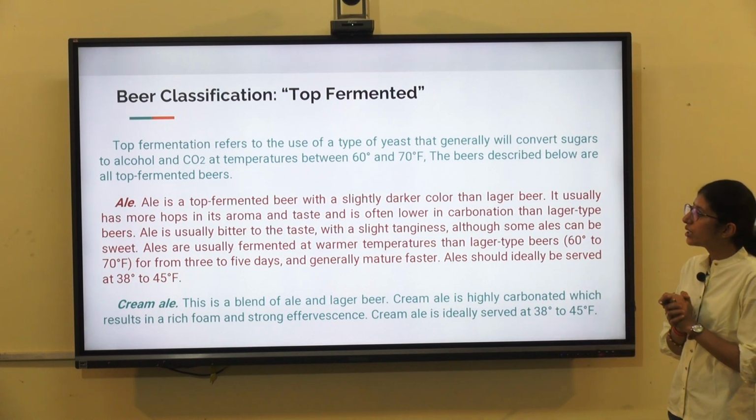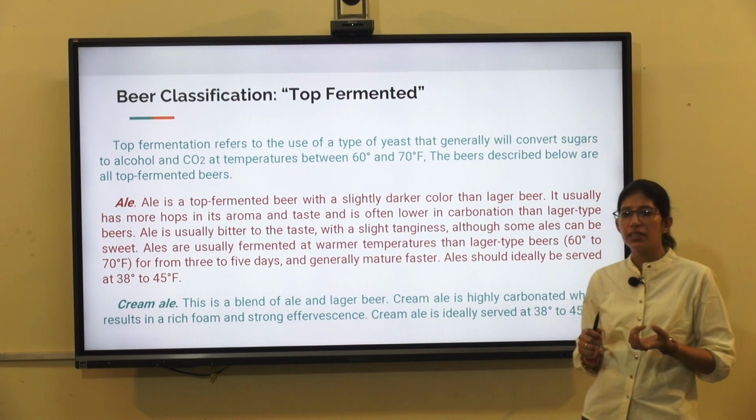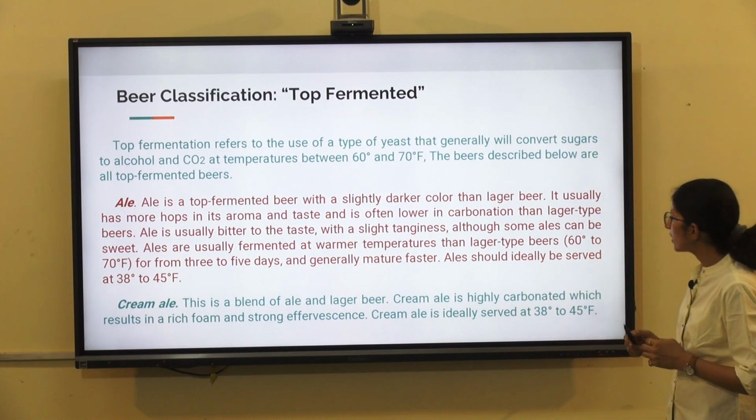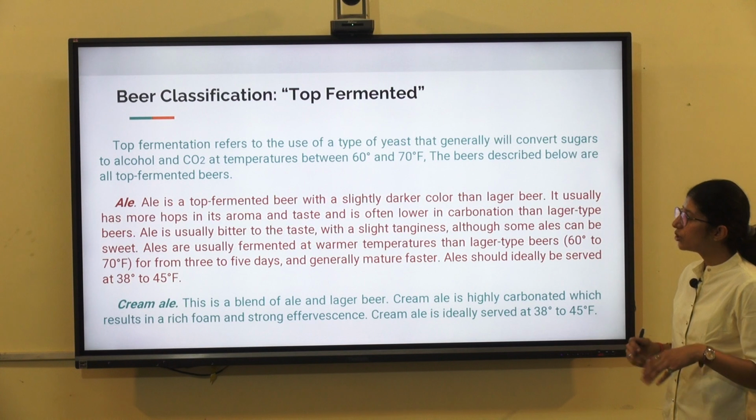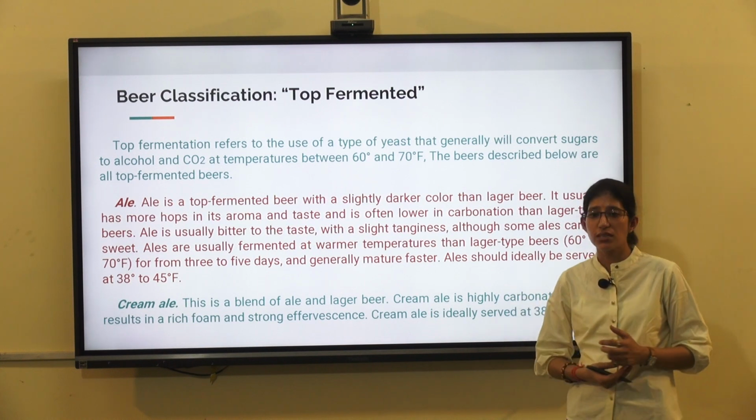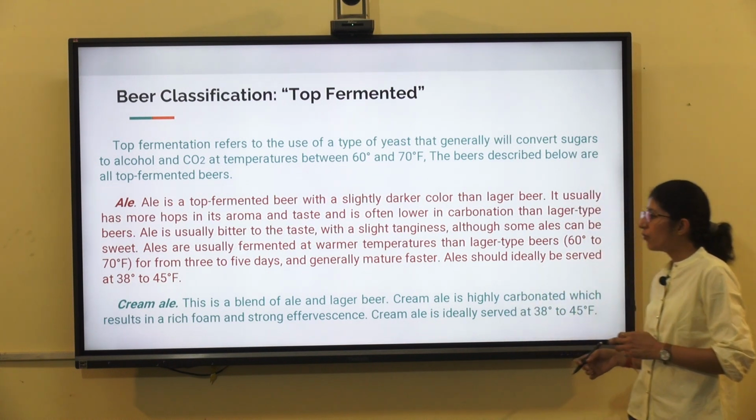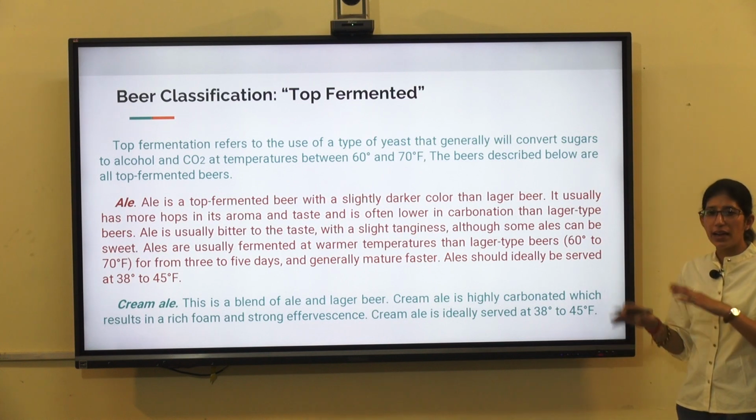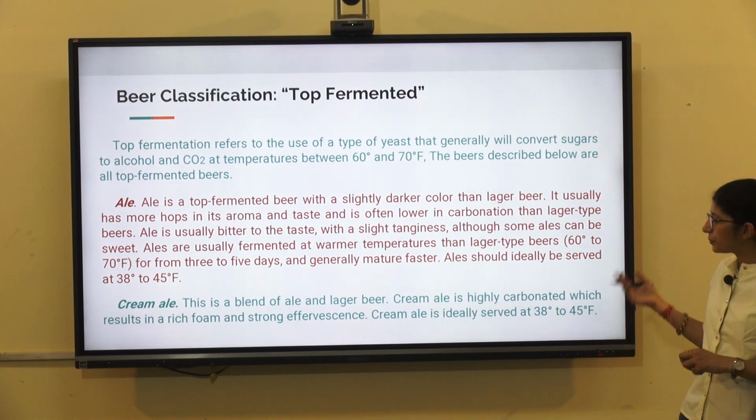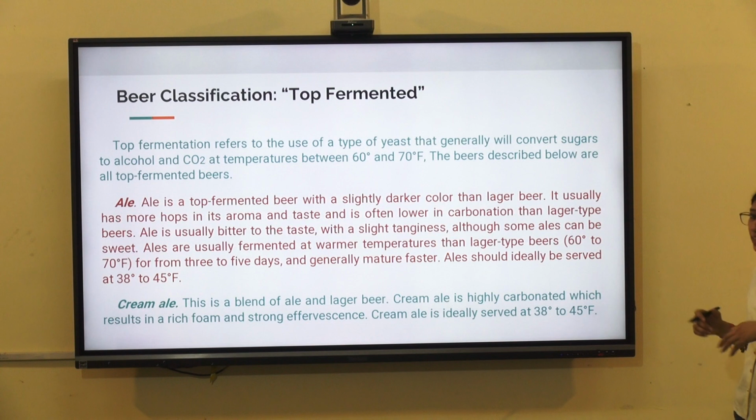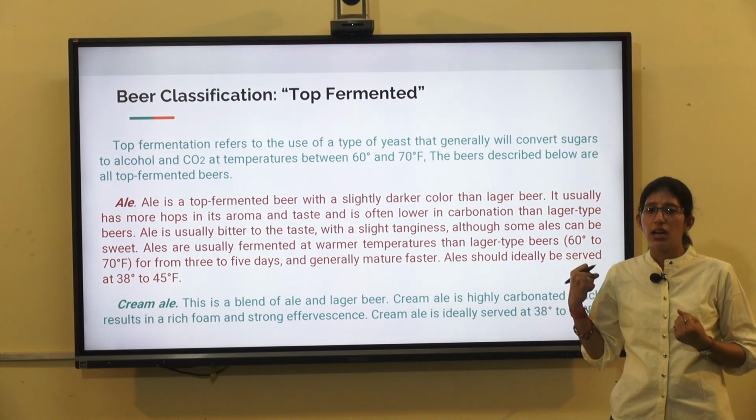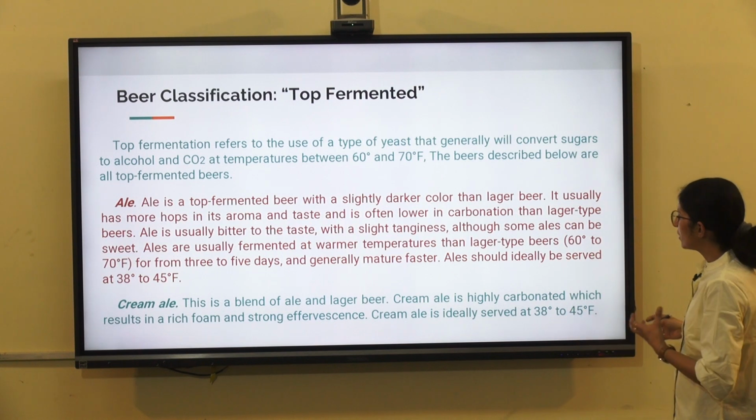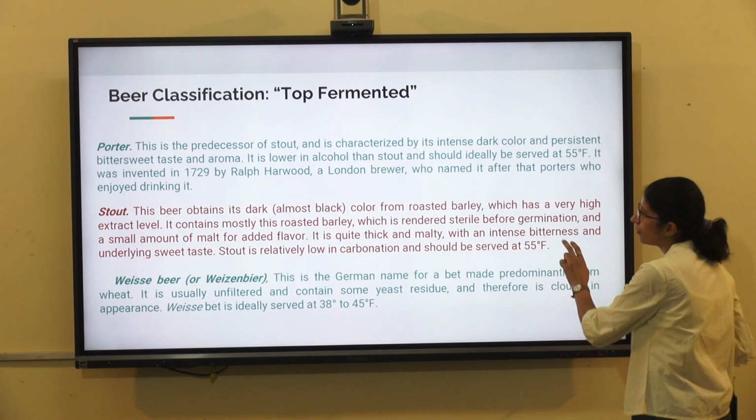But ales are usually fermented at a warmer temperature as compared to the lagers, in the range of 60 to 70 degrees Fahrenheit for 3 to 5 days, and generally mature faster and are served at 38 to 45 degrees Fahrenheit. Cream ale is a blend of lager and ale beers, and it has a high rate of carbonation as compared to other beers, with a strong and rich effervescence, and it is usually served at 38 to 45 degrees.